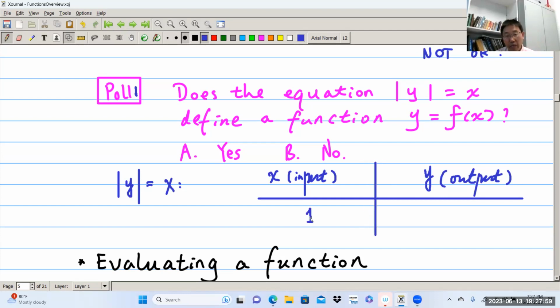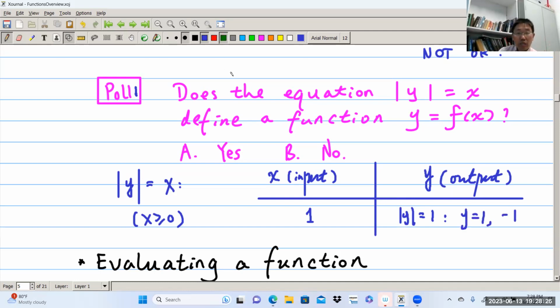Okay, you supply 1 as the input to this relation here. According to this relation, then what's the absolute y? Absolute y would be equal to x, which equals 1, right? Of course, in this case, x must be non-negative because x is the absolute value of y. So absolute y equals 1, so how many y values do you have? That means y can be 1 or negative 1.